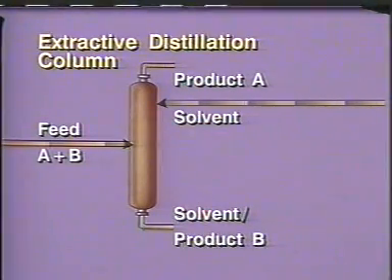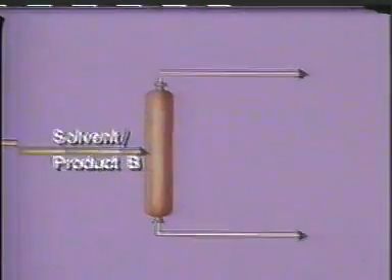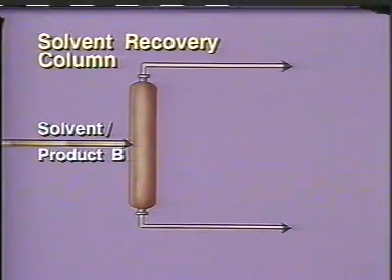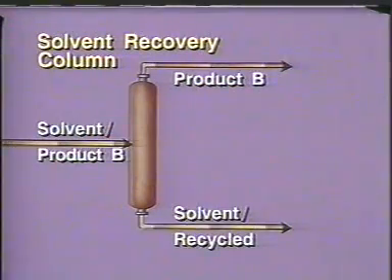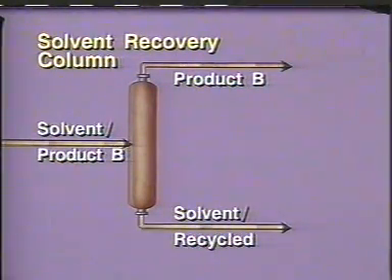tower for separation. The second tower, called a solvent recovery column, separates the absorbed component from the solvent by normal distillation. The product is taken off the top of this column and the solvent is recycled back to the first column to continue the separation process.